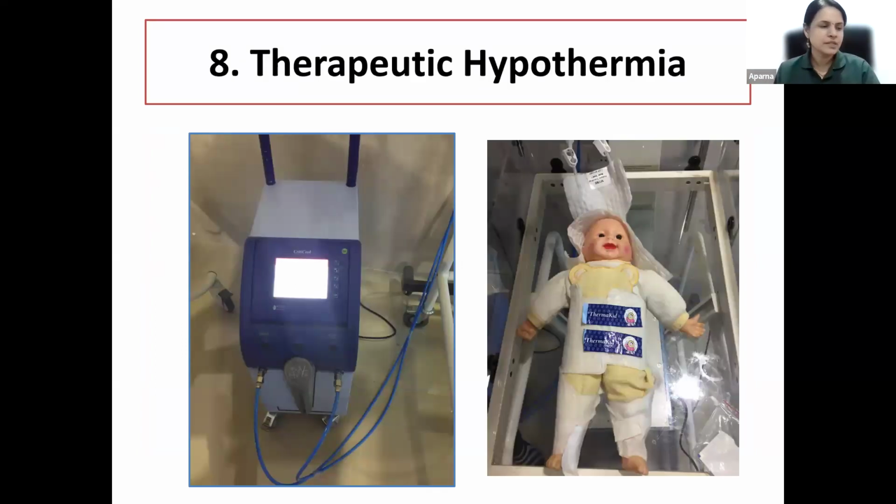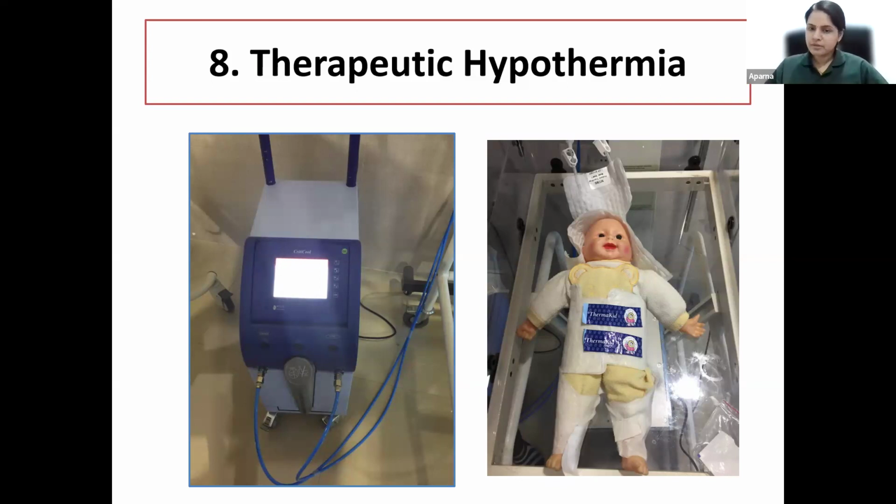The next equipment that we'll see is the therapeutic hypothermia device. This is a device that brings down the core temperature of a baby who has had some neurological insult to the brain in order to achieve neuroprotection. And there are two types of therapeutic hypothermia devices. There can either be whole body cooling devices, or you can have selective head cooling devices.